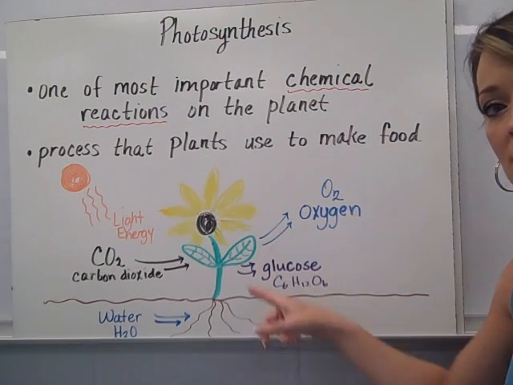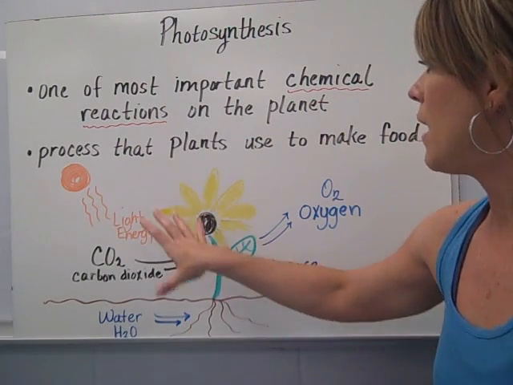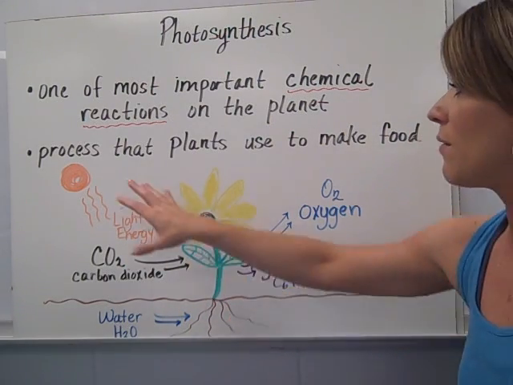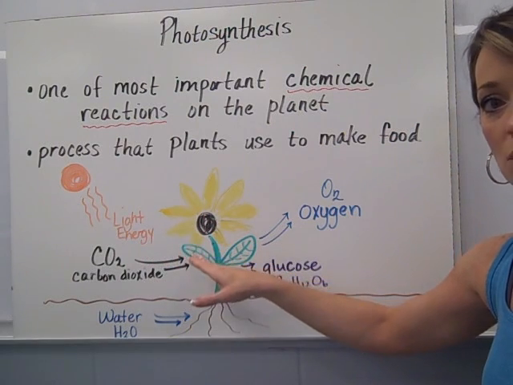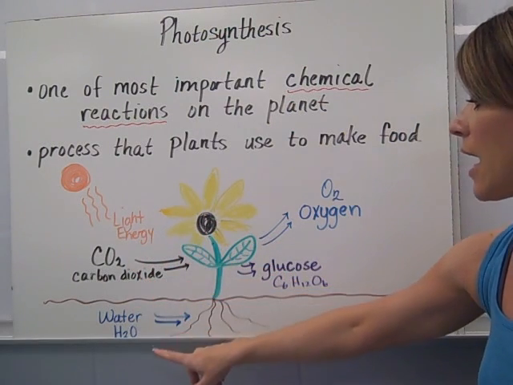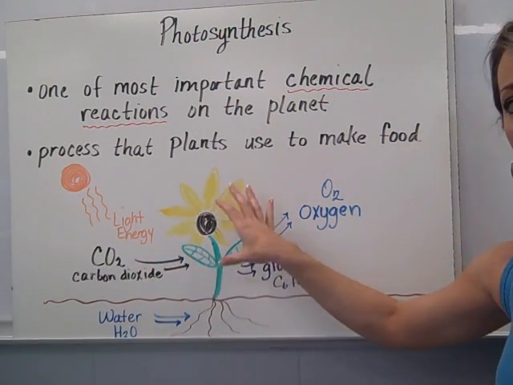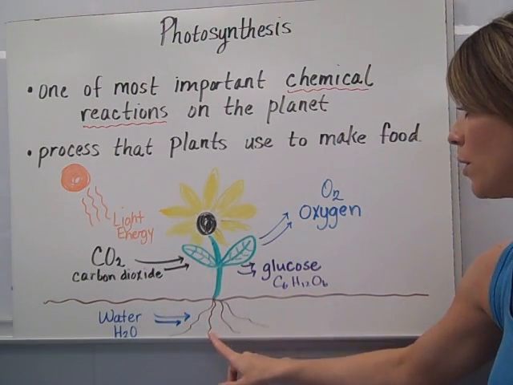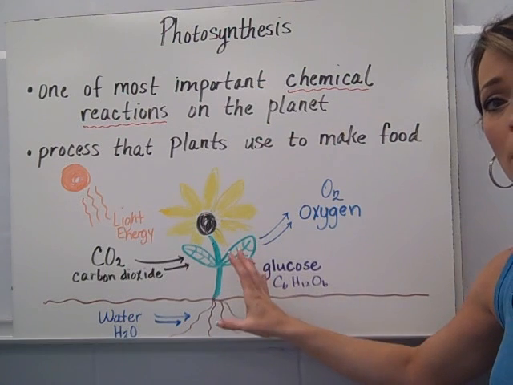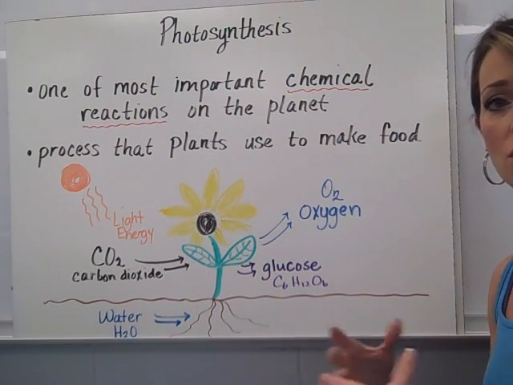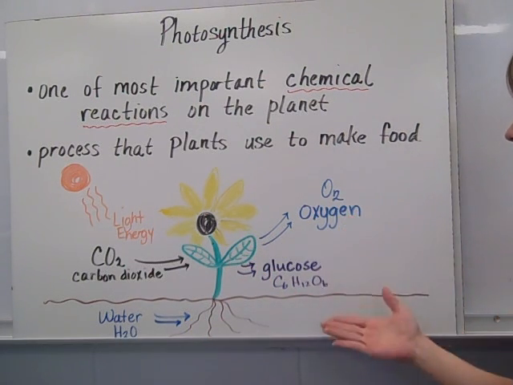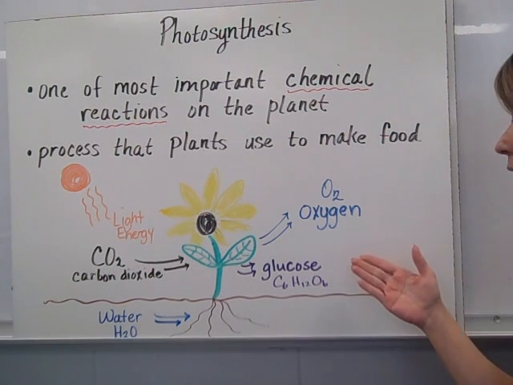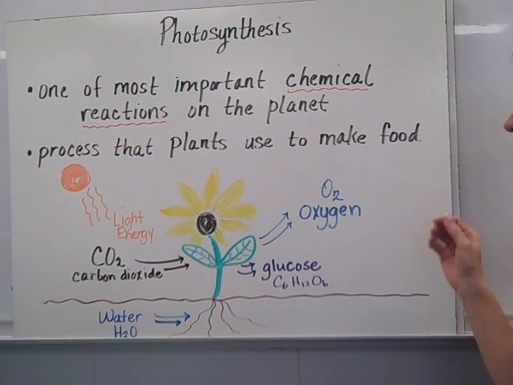So you can see from the picture that whenever photosynthesis takes place, you have light energy being absorbed. You have carbon dioxide and water coming into the plant, carbon dioxide through the leaves, water through the roots. Those atoms get broken apart, regrouped, rearranged in a new way to make new substances. And those new substances are going to be glucose and oxygen.